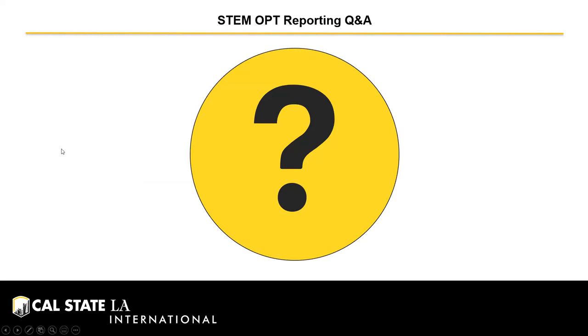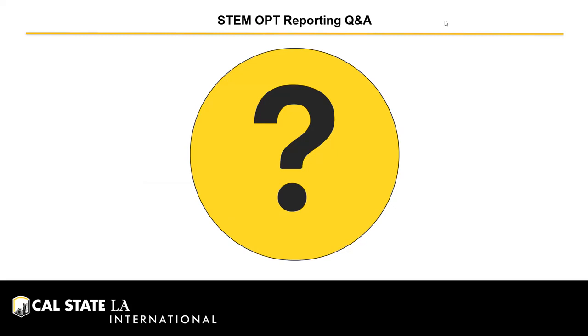Okay, and that's everything. So we can open up for questions now. Nicole, if you want to start going through some of the questions in the chat box, and then we can also ask people to unmute and share their questions if they have them too.